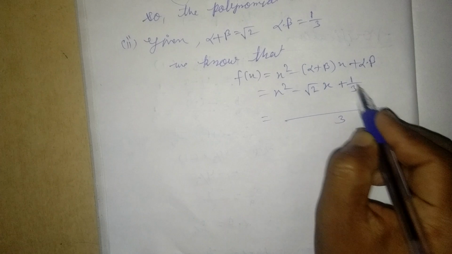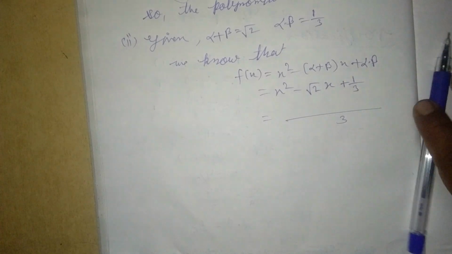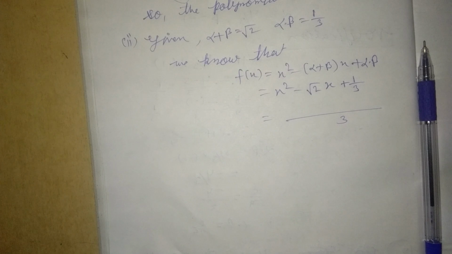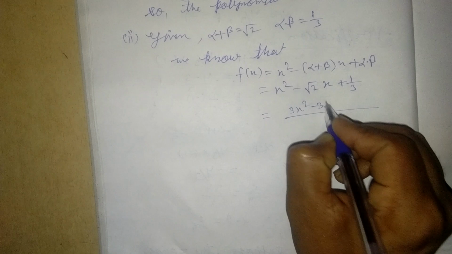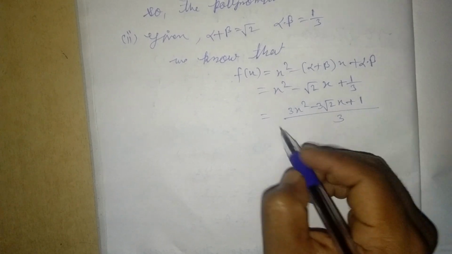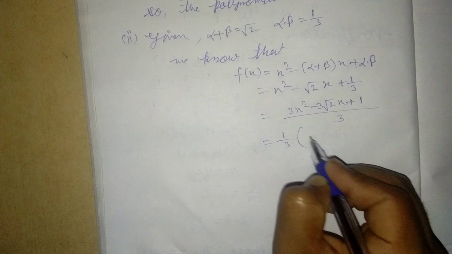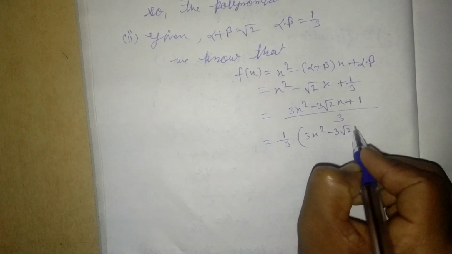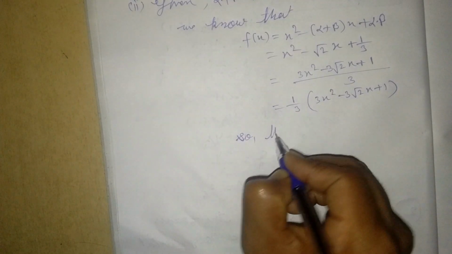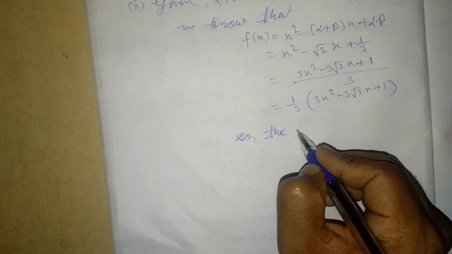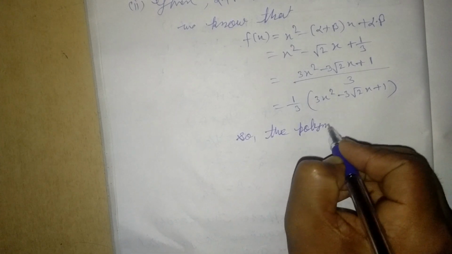This is your answer, but you can also give another answer. Take the LCM of these three terms. You will get 3 as LCM. You will get 3x square minus 3 root 2 x plus 1. You can write here 1 upon 3, 3x square minus 3 root 2 x plus 1. So according to your answer sheet, the polynomial is 3x square minus 3 root 2 x plus 1.